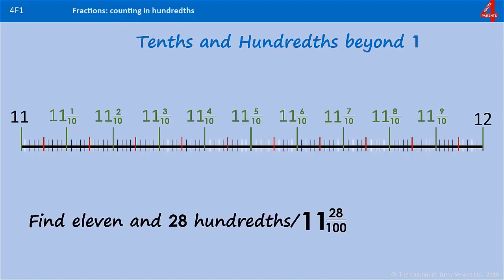Here's one for you to try. Find 11 and 28/100ths. Pause the video, have a go. We break that down, we have 11 and 2/10ths and 8/100ths. The number line goes from 11 to 12. We find 11 and 2/10ths, which is 11 and 20/100ths, and then move along another 8/100ths. And there you have 11 and 28/100ths.